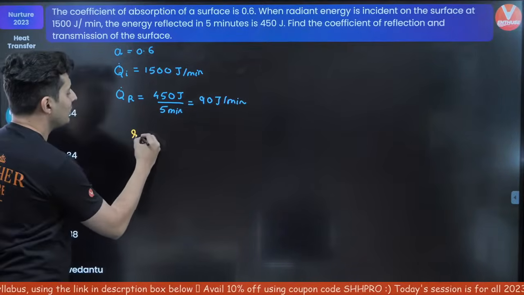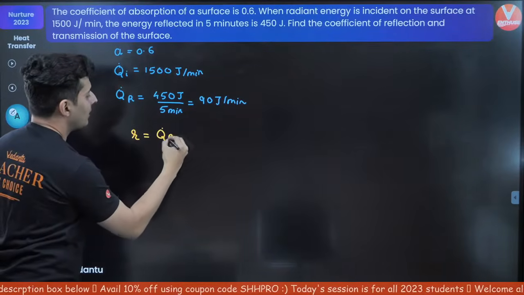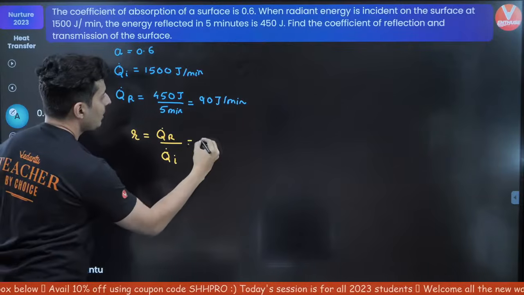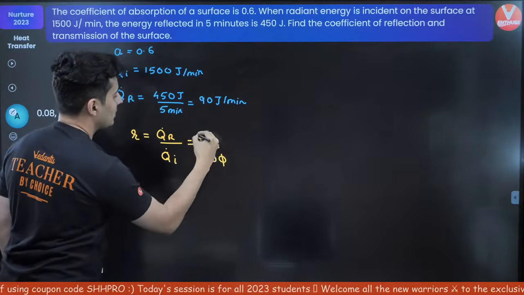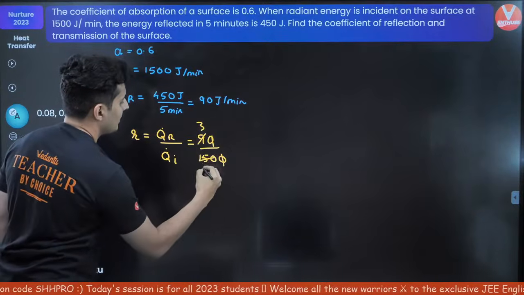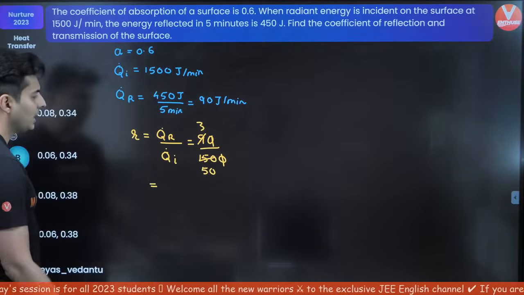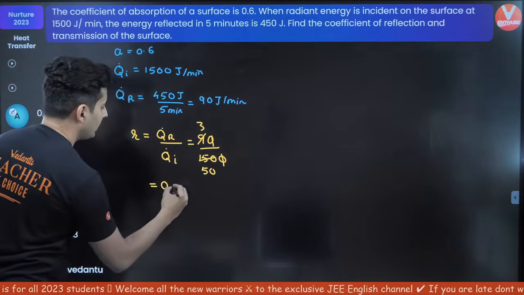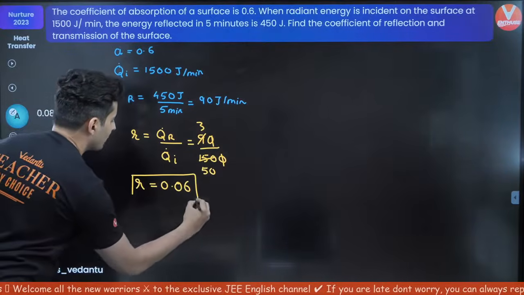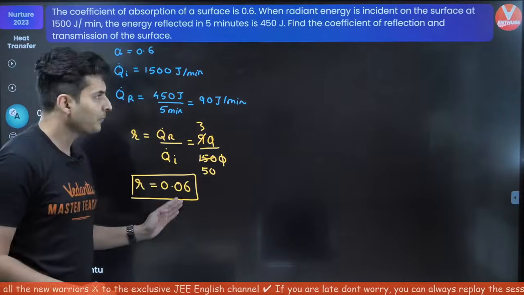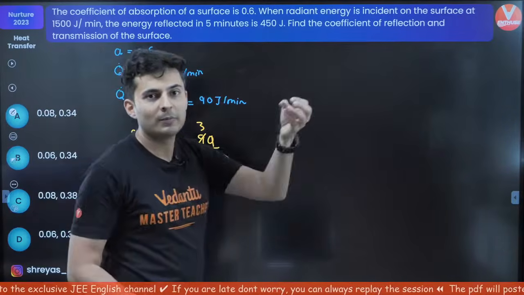So reflection coefficient by definition is this value by this value: Q dot R divided by Q dot I. So it will be 90 divided by 1500. This divides by 10, this divides by 3, this will become 50. So 3 by 50, correct? So that's going to be 0.06. That's your reflection coefficient. That's your first answer.